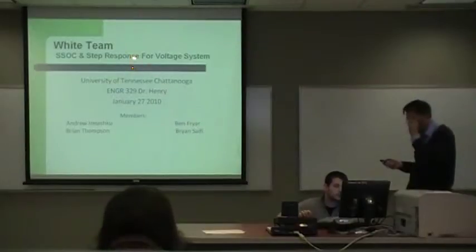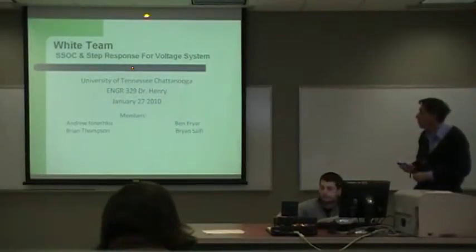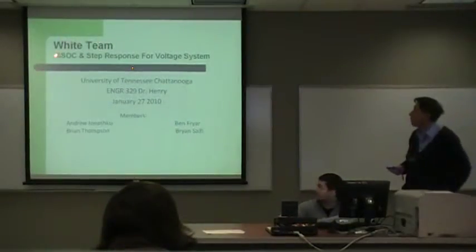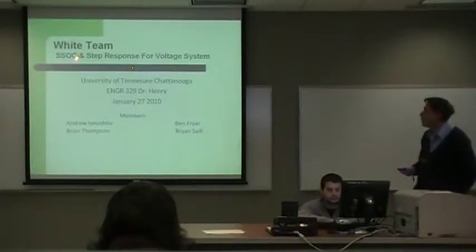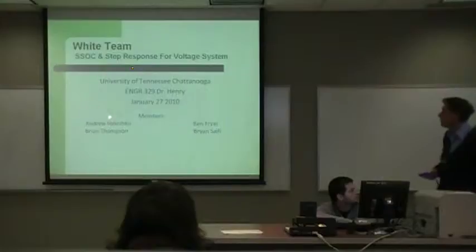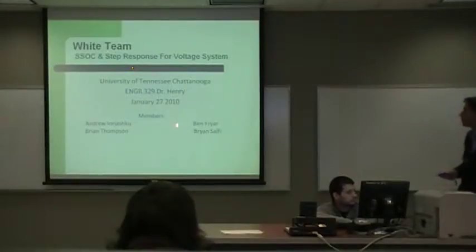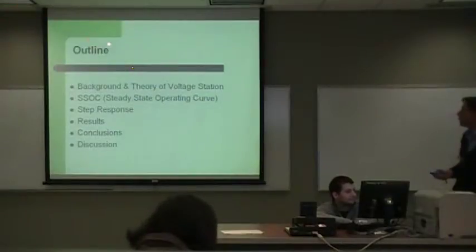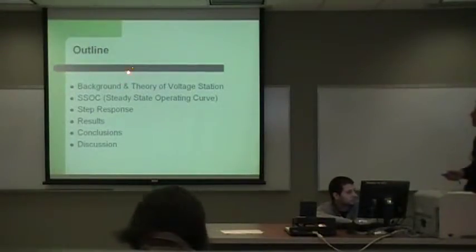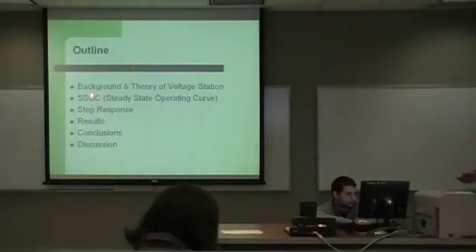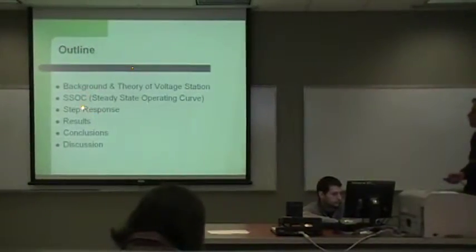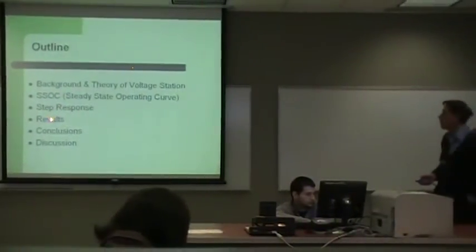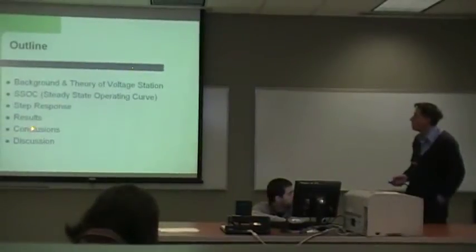It doesn't look green. My name is Brian Thompson. I'm with the White team. We're going to go over two things: the steady-state operating curve and a step function for a voltage system. These are our teammates. We're going to go over the background and theory of the voltage station, our steady-state operating curve. Then we're going to get a step response. We're going to talk about results, conclusions, and some discussions.